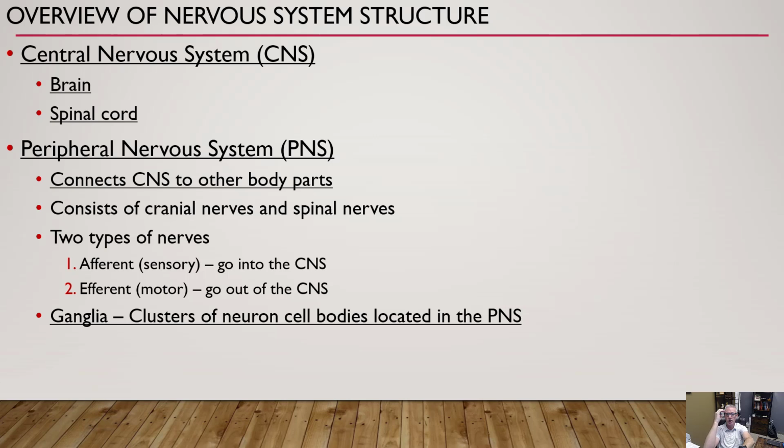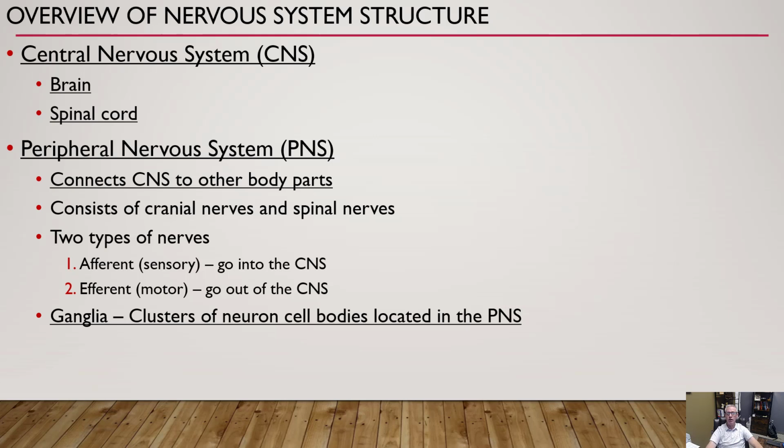Your hypothalamus processes that information that the stove is hot. So your sensory nerves go into your central nervous system, and then your hypothalamus says, yes, the stove is hot, I need to do something about it. And then your motor nerves that go out of the central nervous system are what actually remove your hand from the hot stove. And then we have this definition called ganglia.